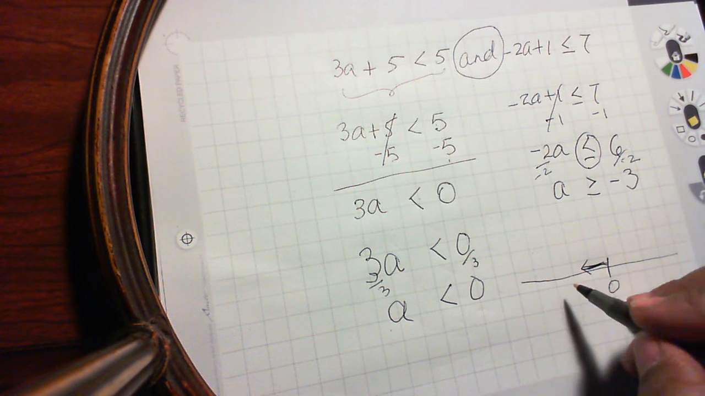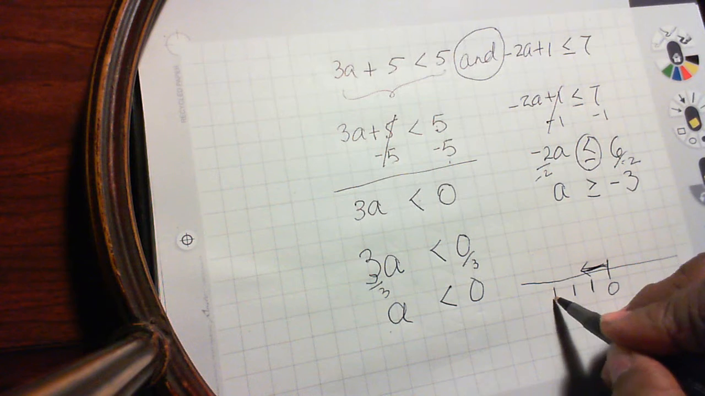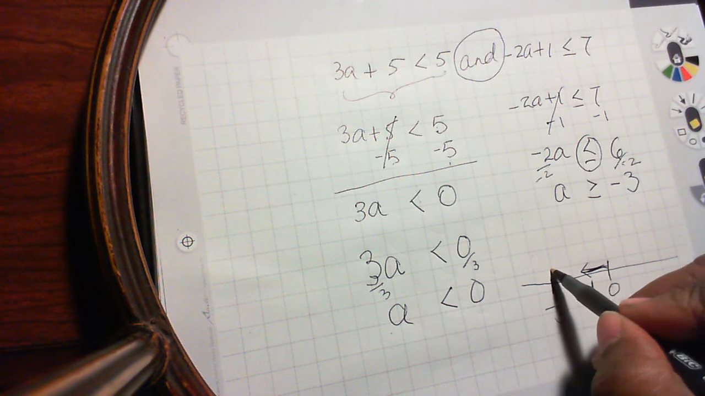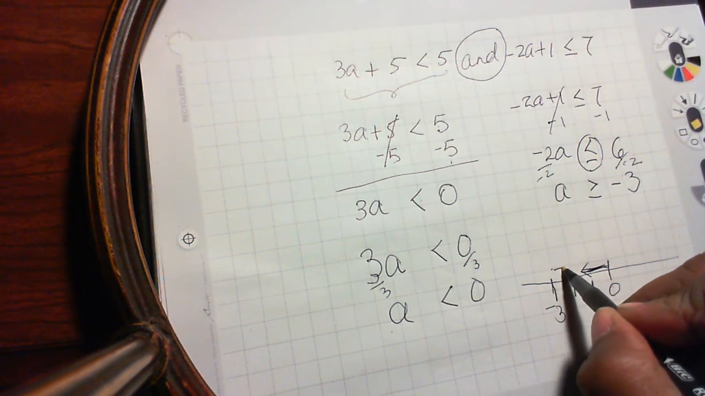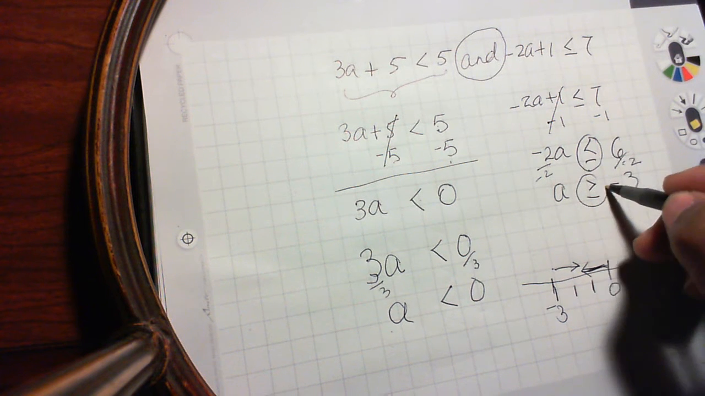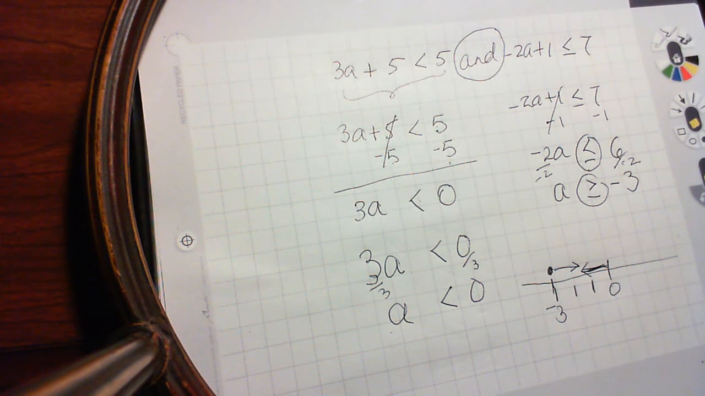So here's negative 1, negative 2, negative 3. That's negative 3 right here. So a is greater than or equal to negative 3, so it's to the right of negative 3. What does that mean? That means a is between negative 3 and 0. Remember, greater than or equal to, so we have to include the endpoint here, right?